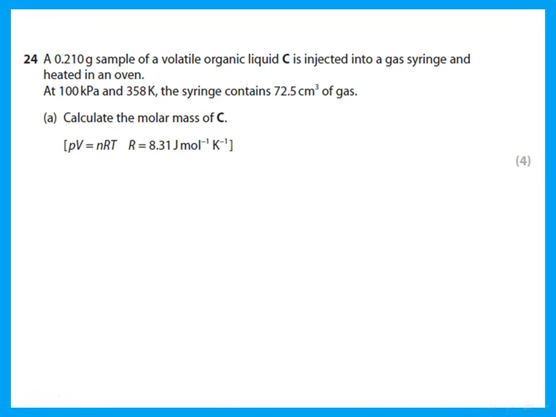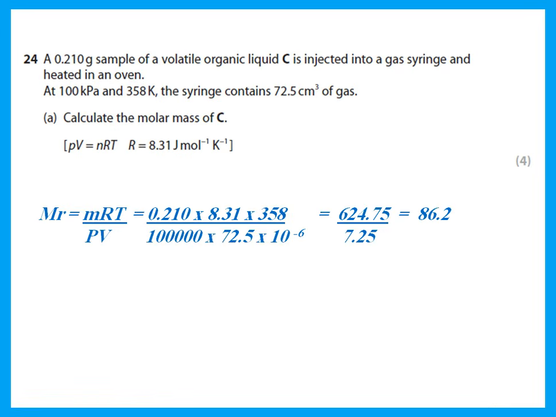A 0.210 gram sample of volatile organic liquid is injected into a gas syringe and heated in an oven at this pressure and this temperature. The syringe contains this volume of gas. Calculate the molar mass of C. Remember that PV is equal to nRT, but then that means that the molecular mass is the mass times R times T over PV, because the n is actually mass over molecular mass.